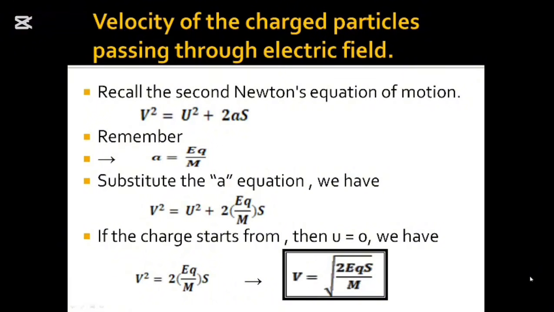I'm not talking about the previous revision. In this particular topic, the first equation we generated is A equal to EQ over M. That's our acceleration. That means wherever I see A in the main equation I'm working with, which is V squared equal to U squared plus 2AS, I will replace it with EQ over M. So substituting the A equation means where I see A, I will put EQ over M. So we have V squared equal to U squared plus 2 bracket EQ over M times X.